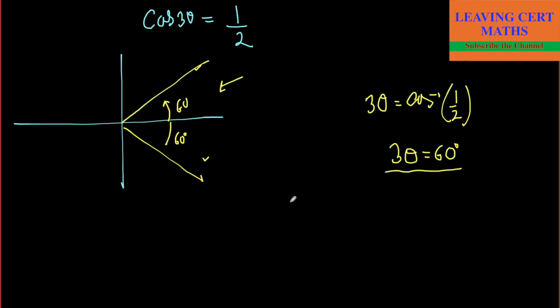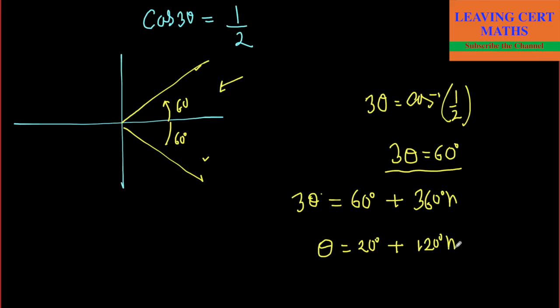So can I write 3 theta is equal to 60 degree plus 360 degree n, because of general revolving. Is that okay? Now everything divided by 3, you will get theta is equal to 20 degree plus 120 degree n. Now you start putting n equal to 0, 1, 2, 3 until 360 degree, because theta is defined between 0 and 360.